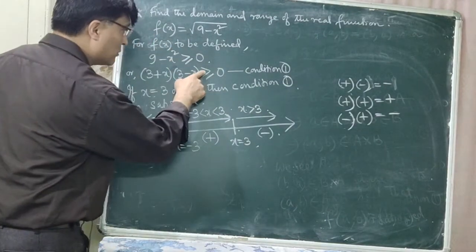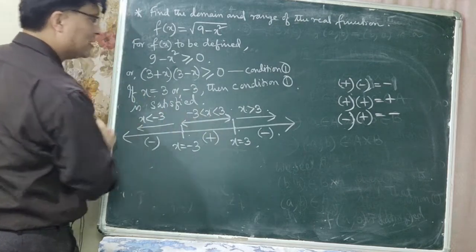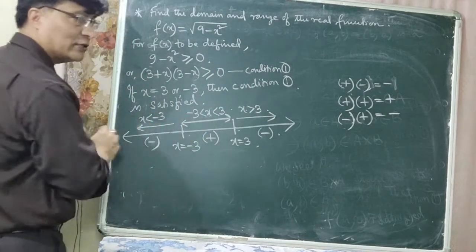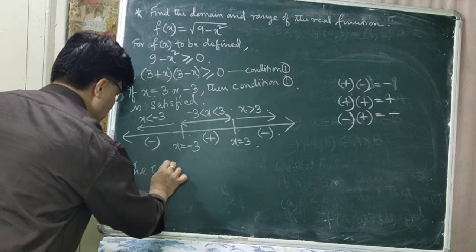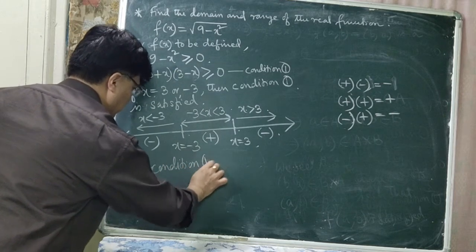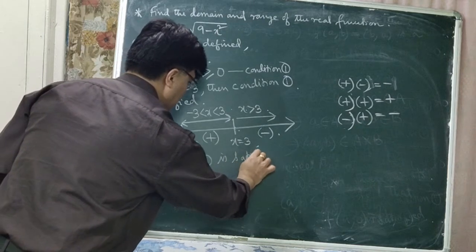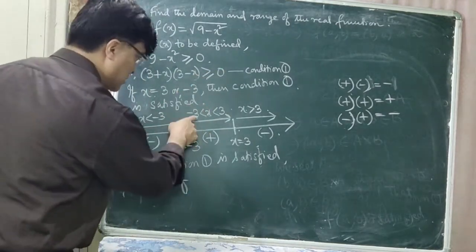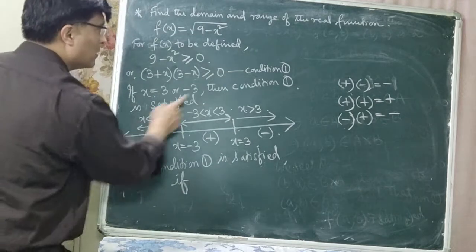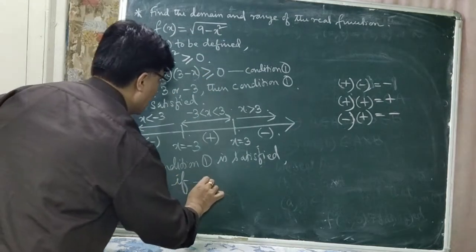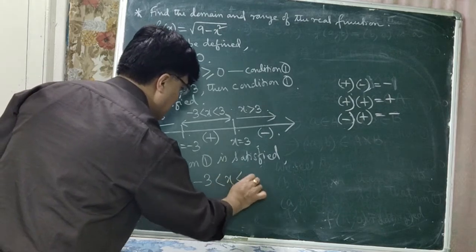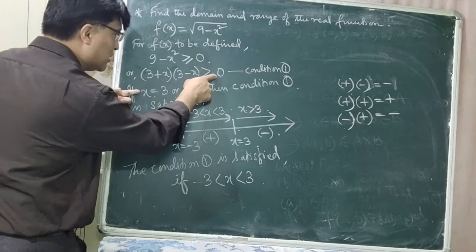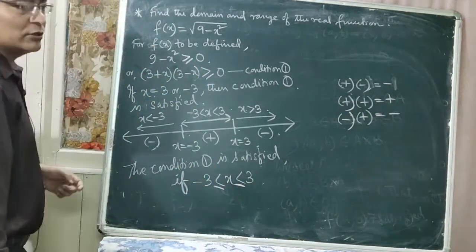The condition 1 is positive for minus 3 less than x less than 3. Okay. So this condition 1 is satisfied if minus 3 less than x less than 3. So the condition 1 is satisfied if what? The other two give negative, but condition 1 needs a positive. That means if minus 3 less than x less than 3. Here the expression is equal to 0 at x is equal to 3 and x is equal to minus 3, so we can include equality here.